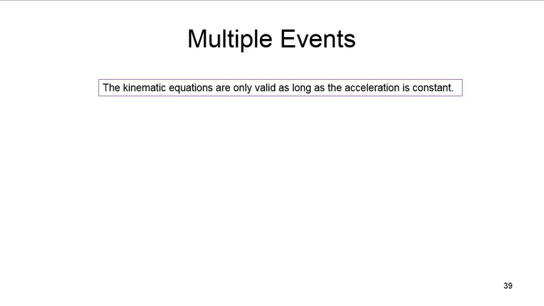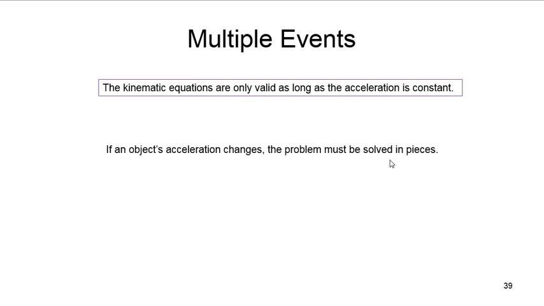So let me just remind you, the kinematic equations only work when the acceleration is constant. So the a in our equations has to have one single value. If an object has an acceleration that changes, for example, maybe an object accelerates at 2 meters per second squared for 5 seconds, and then the acceleration changes to 10 meters per second squared for a certain amount of time, you have to break the problem into pieces. And each chunk or each piece is for one single value of the acceleration.